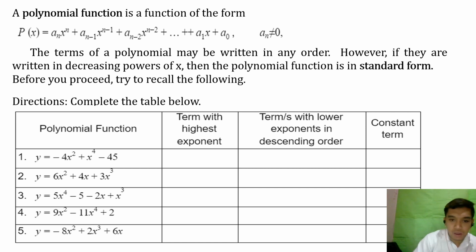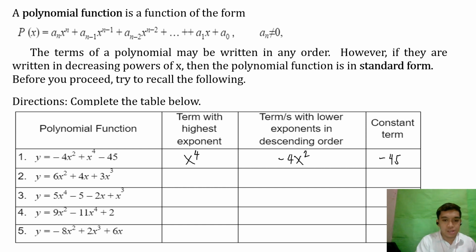So what is the term with the highest exponent in our number 1? The term with the highest exponent is x raised to 4. Then the terms with lower exponent in descending order is negative 4x squared only. The constant term is negative 45. When we say constant, it is only a number. Number lang siya. Wala siyang variable na kasama.